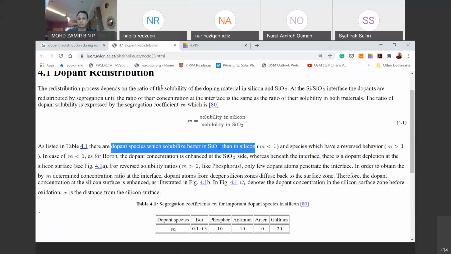Okay, and the species which have reverse behavior, M more than 1, have better solubility in silicon in comparison to silicon dioxide. So you're going to find more of them in silicon in comparison to silicon dioxide. Therefore your C1 is higher than C2, and your M is therefore more than 1. Okay.